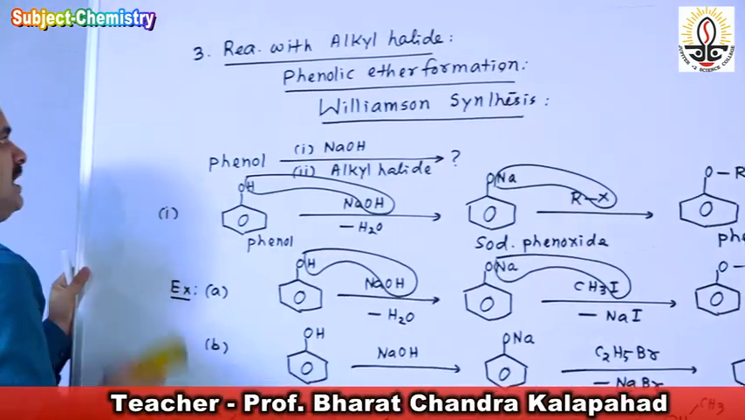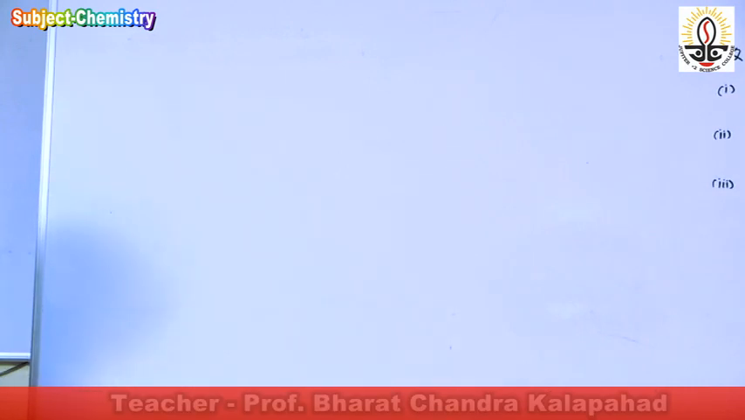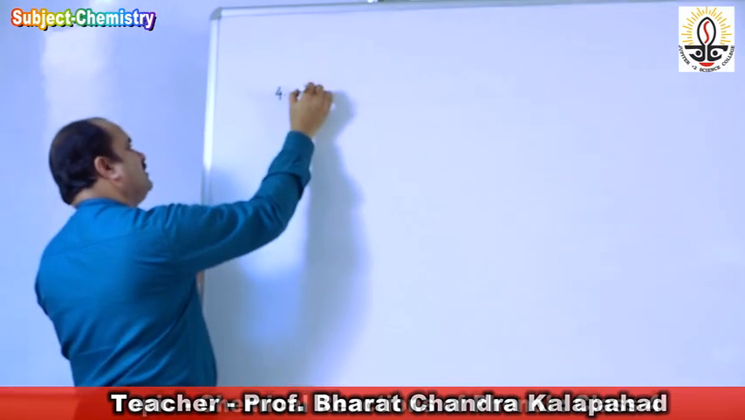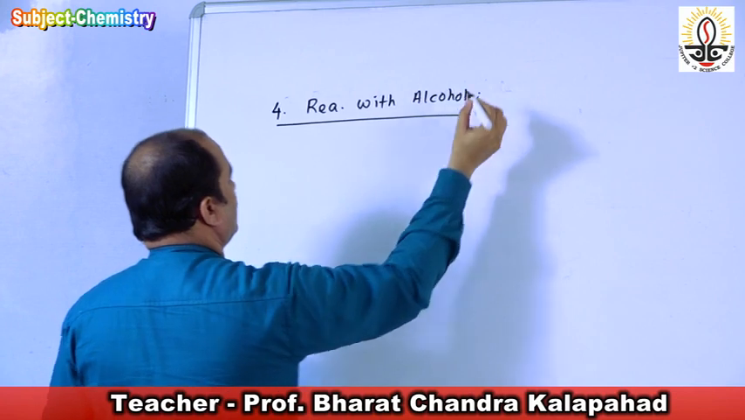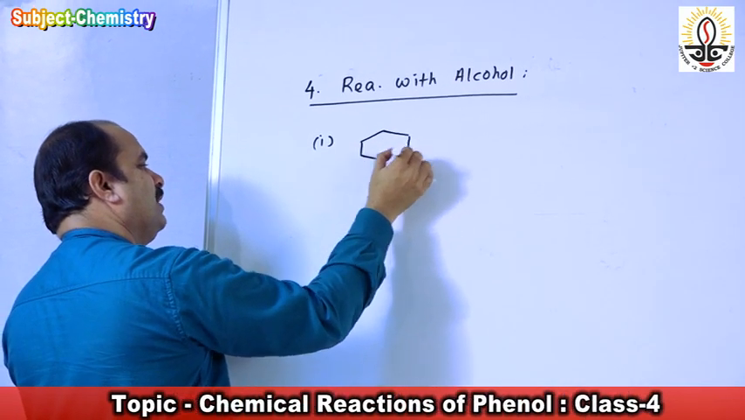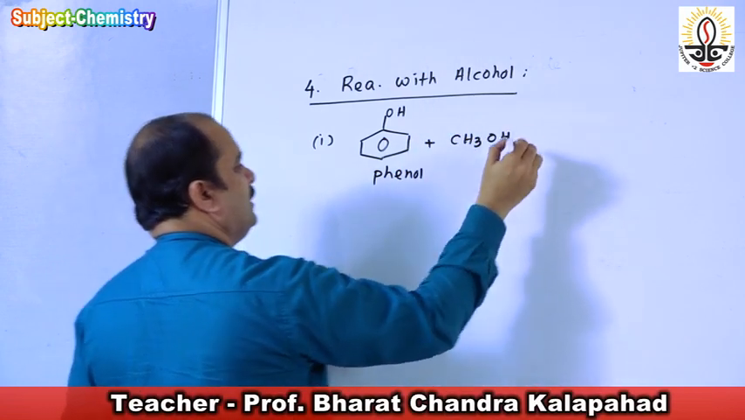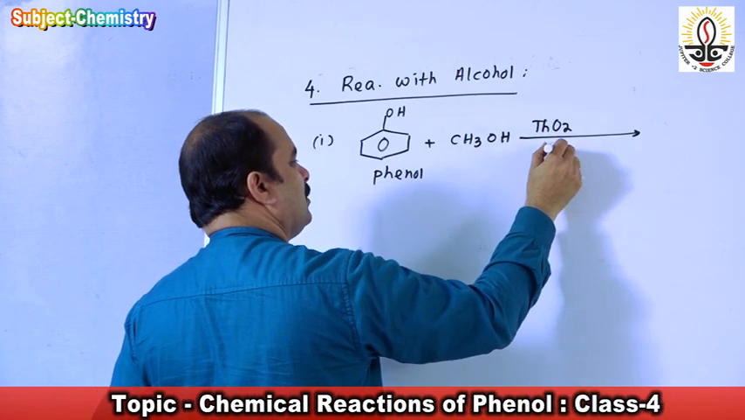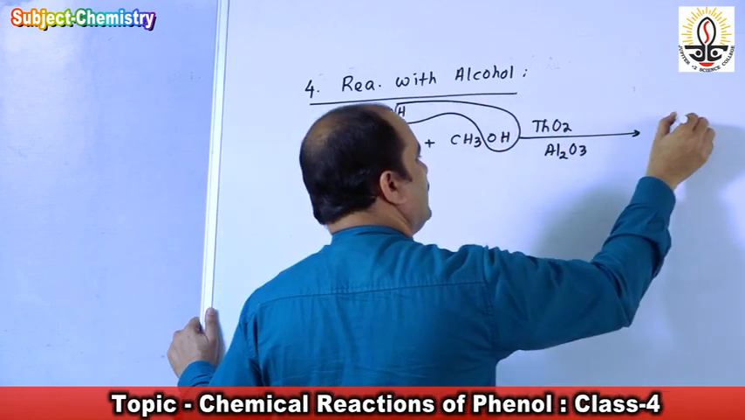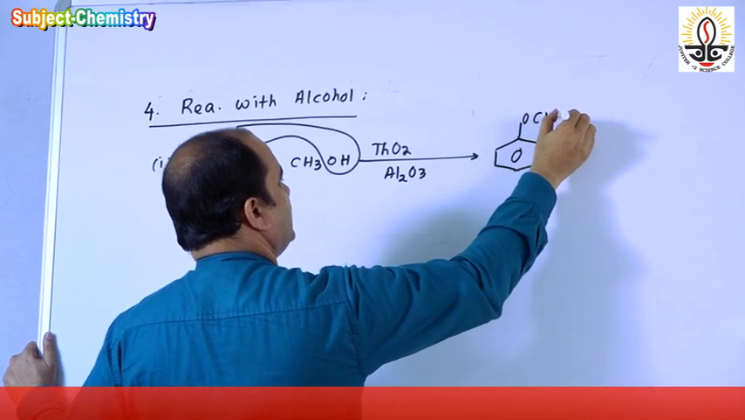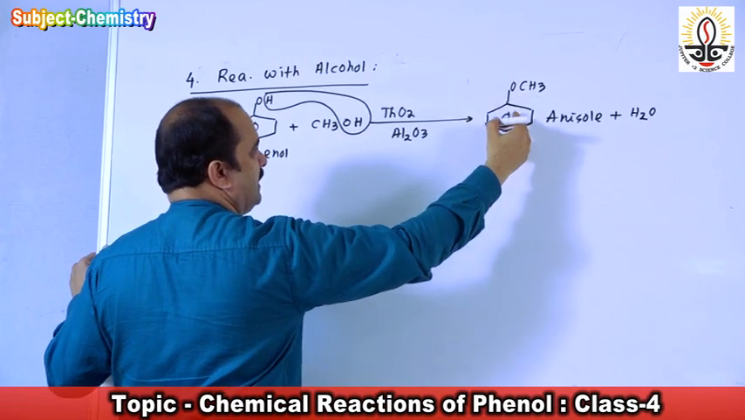Chemical reaction number 4 is reaction with alcohol. When phenol reacts with methyl alcohol, CH3OH, in presence of ThO2 (thoria) or Al2O3 (aluminum oxide), HOH goes out, so the product is anisole, OCH3, plus H2O as the byproduct. Anisole is methyl phenyl ether.